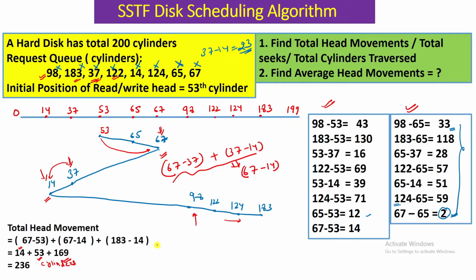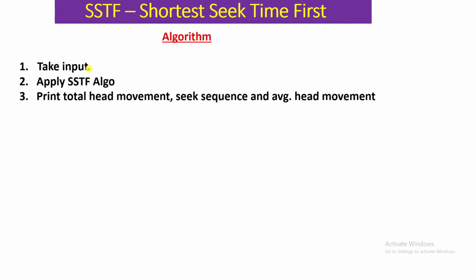Now let's go through the implementation of this SSTF algorithm. Our algorithm is very simple. We have to take the various inputs from the user, then apply the SSTF algorithm, and then print the desired output. In the output, we will be printing the total head movement, the seek sequence, and the average head movement. So what is the seek sequence?